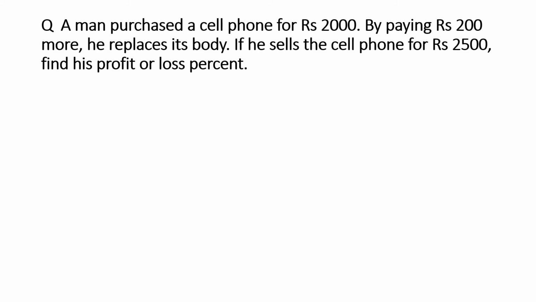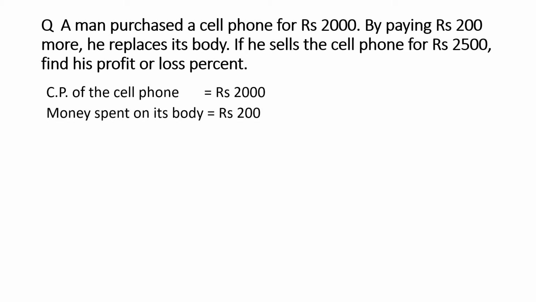Moving to the next question: a man purchased a cell phone for rupees 2000. By paying rupees 200 more, he replaces its body. If he sells the cell phone for rupees 2500, find his profit or loss percent. We have been given the cost price of the cell phone, rupees 2000. He spent rupees 200 to replace its body. So my dear students, the actual cost price of the cell phone for that man is rupees 2200.